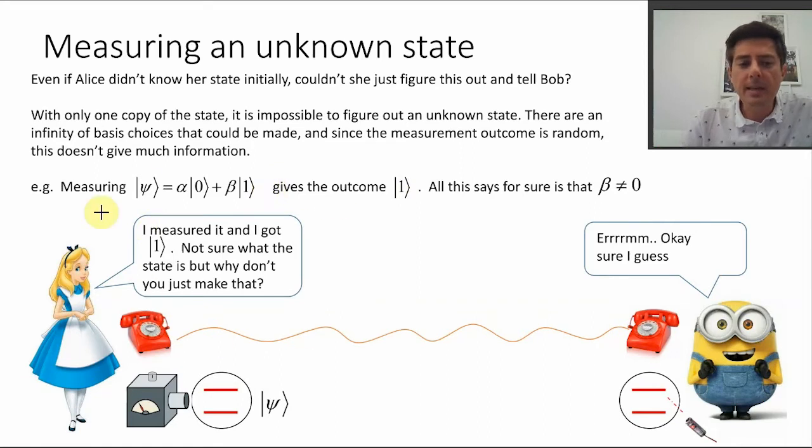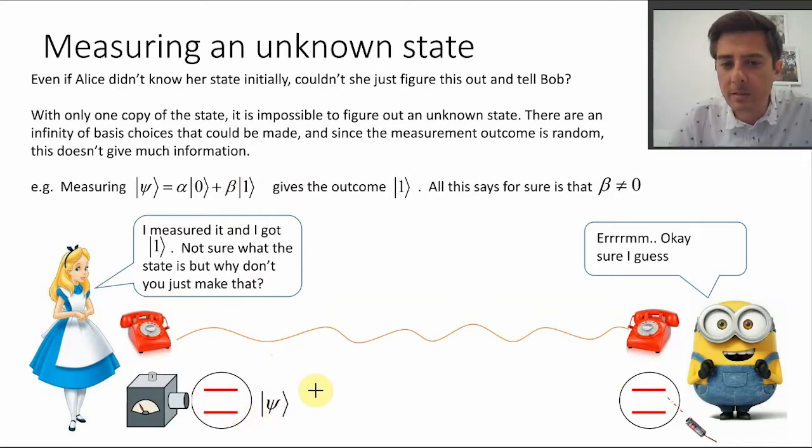So in this case, if she was trying to teleport this state and say these guys didn't know about the teleportation protocol, maybe the best you think they could do is something like this, which is for Alice to measure her unknown state. Okay, she's only got one copy of the state. Then she measures it. She gets 1, so she goes, okay, well, maybe something like 1. So she goes, not sure what that is, but Bob, why don't you go and make that? And Bob goes, okay, sure, I'll make that state.